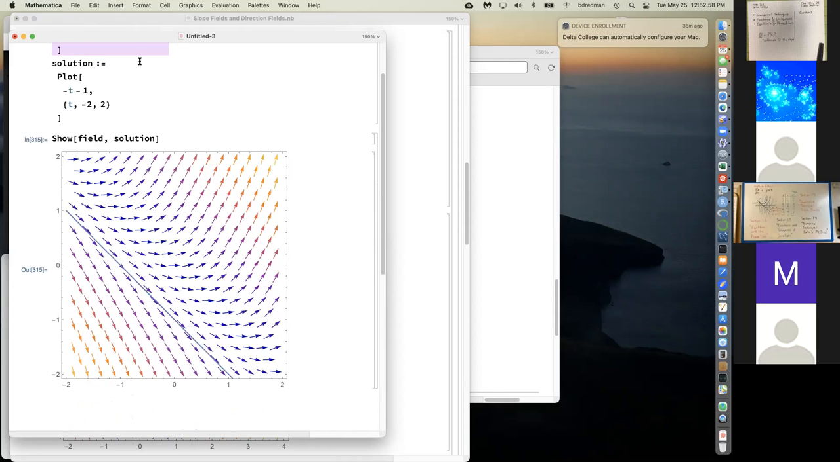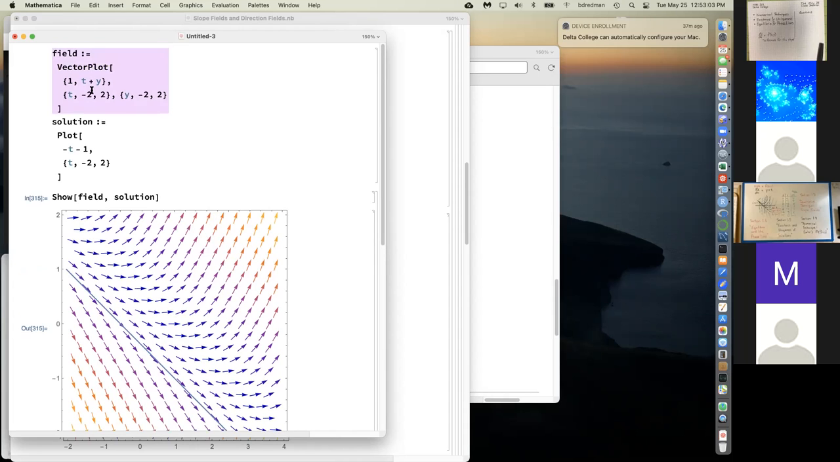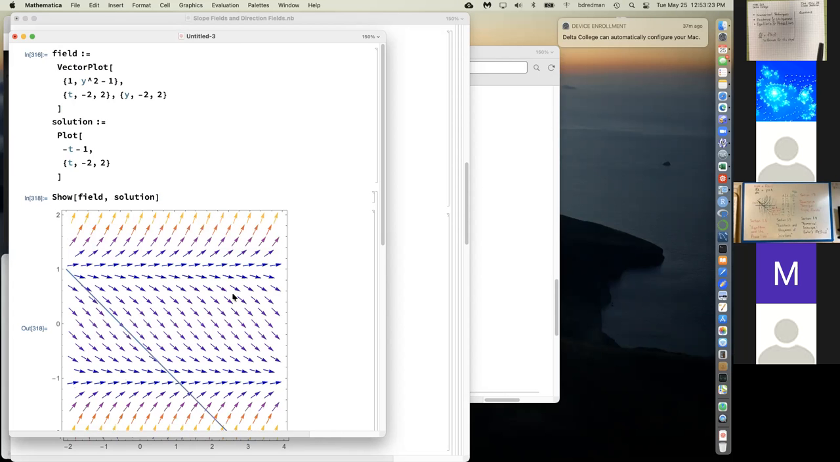Okay, now I've got a great idea. I can draw the slope fields of anything I want to see. Let's try that problem you're working on. Nothing happened. Oh, because I just assigned it to a variable. Let me show the field now. Is that the problem you're working on? No. I was supposed to also multiply by t.